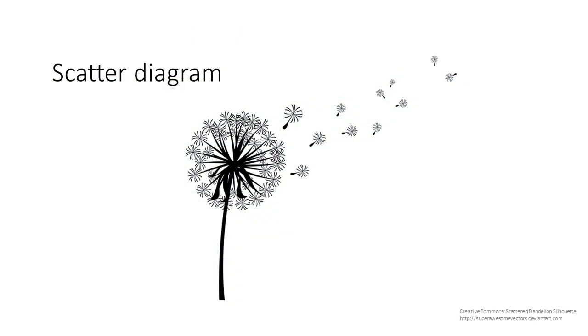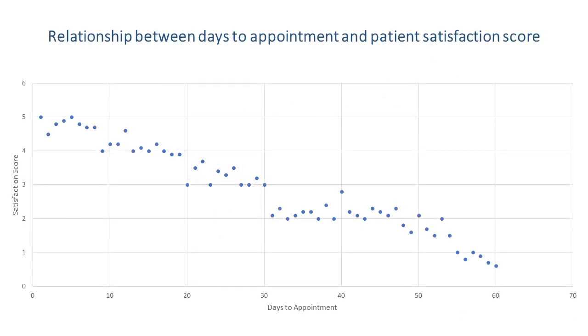A scatter diagram graphs pairs of numerical data, one variable on each axis, to look for a relationship. This is a scatter diagram that shows the relationship between the number of days it takes for a patient to get in to see a specialist at this clinic and their satisfaction scores. This diagram clearly demonstrates that a longer wait time for appointments adversely affects patient satisfaction.